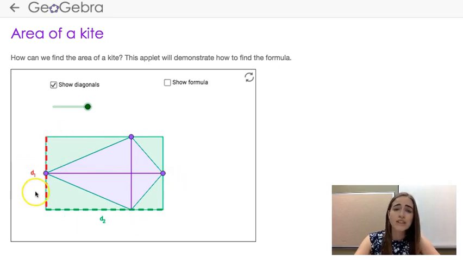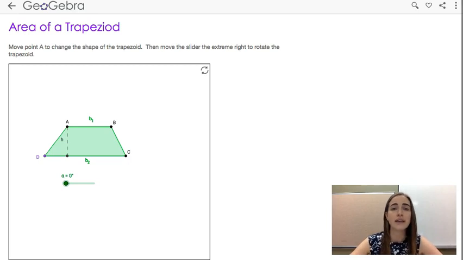But that would be the whole rectangle, and we only want the kite. So we'd have to do a half times that diagonal times this diagonal. So the last one we have is a trapezium, and this is probably the trickiest one to visualize and understand where the formula comes from.